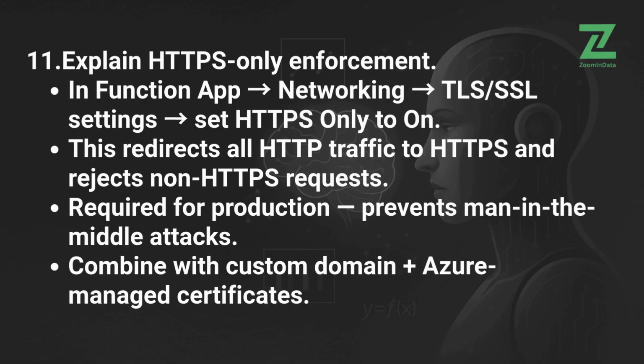Explain HTTPS-only enforcement. In Function App, Networking, TLS, SSL settings. Set HTTPS only to on. This redirects all HTTP traffic to HTTPS and rejects non-HTTPS requests. Required for production, prevents man-in-the-middle attacks. Combine with custom domain plus Azure managed certificates.